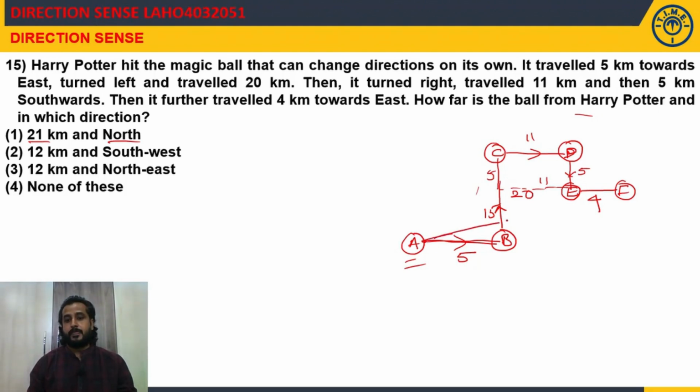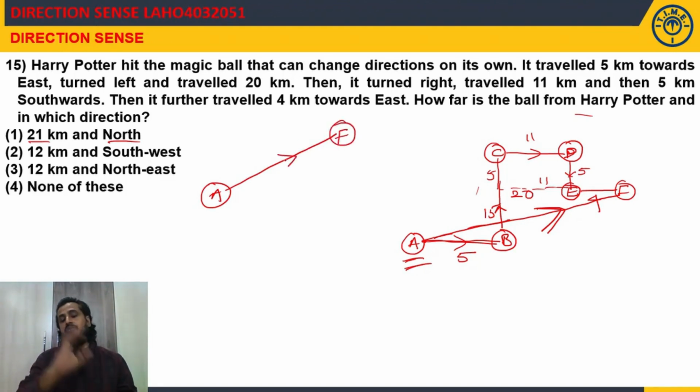This distance and this direction we need to identify. The direction will be in this way. From the Harry Potter point, from this point we need to identify the direction of the ball. So it is A, it is F. Now the slant line is upwards towards right. Which direction is it? Clearly it is east, it is north. So this will be northeast. So the direction is okay. We need to identify the distance. So let's see the distance.